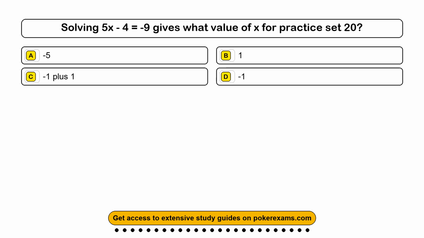Question 9. Solving 5x minus 4 equals minus 9 gives what value of x for practice set 20? Option A, minus 5. Option B 1. Option C, minus 1 plus 1. Option D, minus 1.